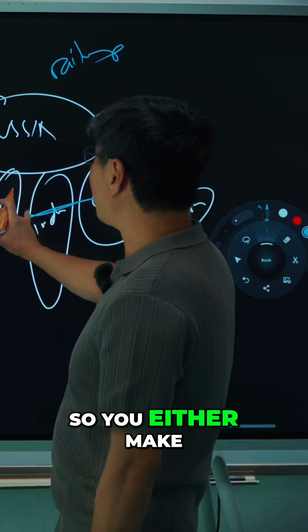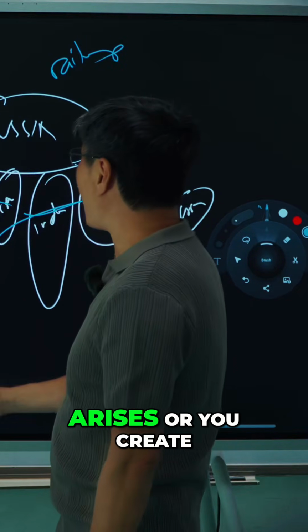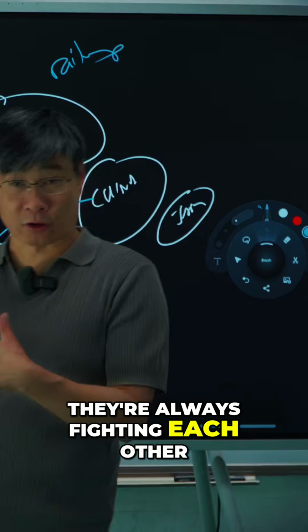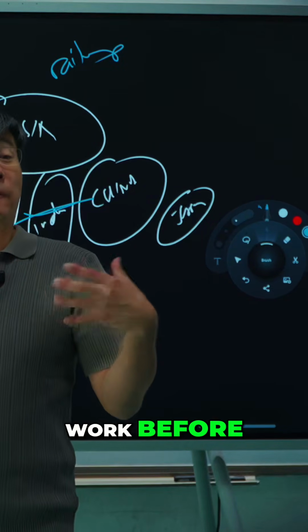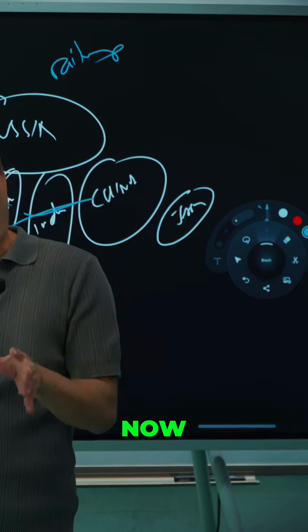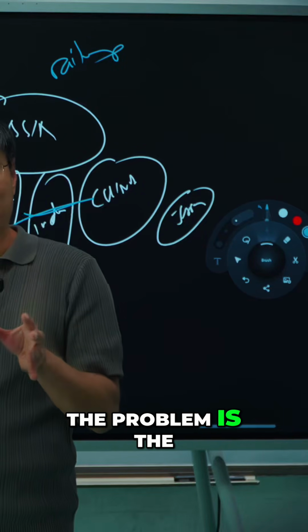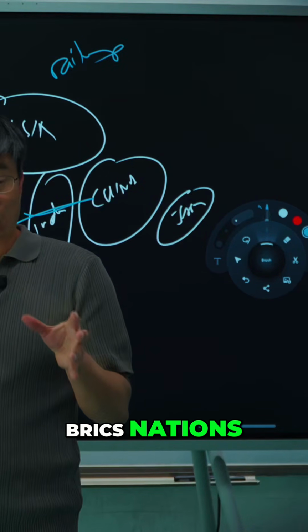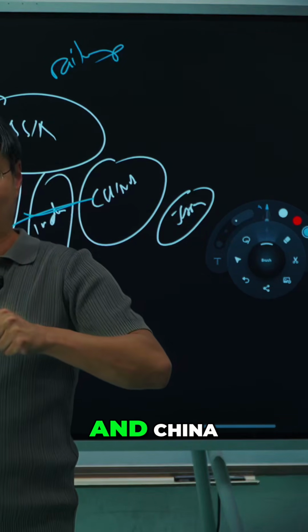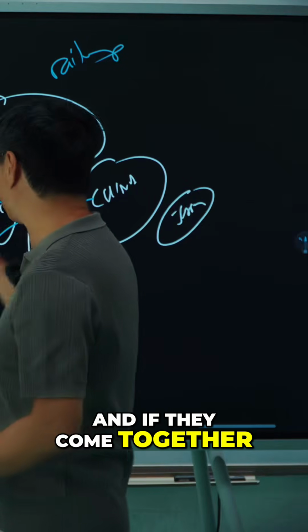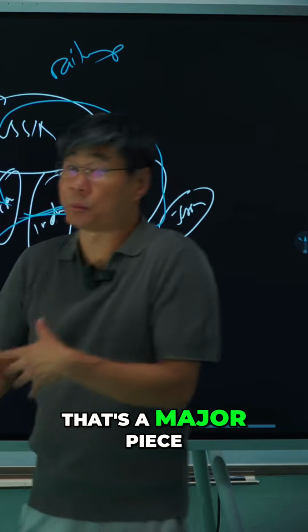So you either make sure no great power arises, or you create so much conflict that they're always fighting each other. And that used to work before, okay? Now, there's a problem. The problem is the BRICS nations. Russia, Iran, and China are coming together. And if they come together, guys, that's a major piece of the heartland.